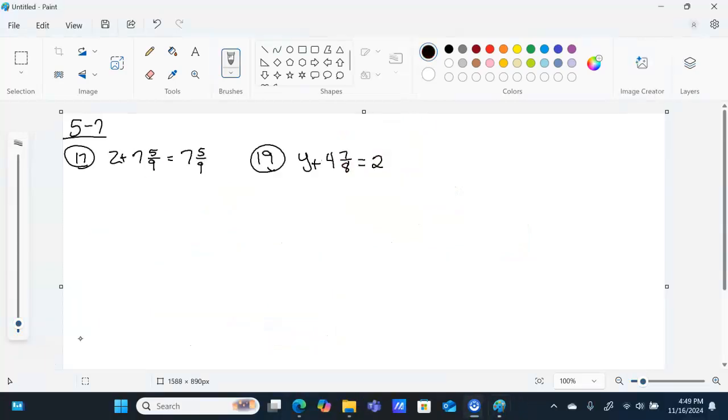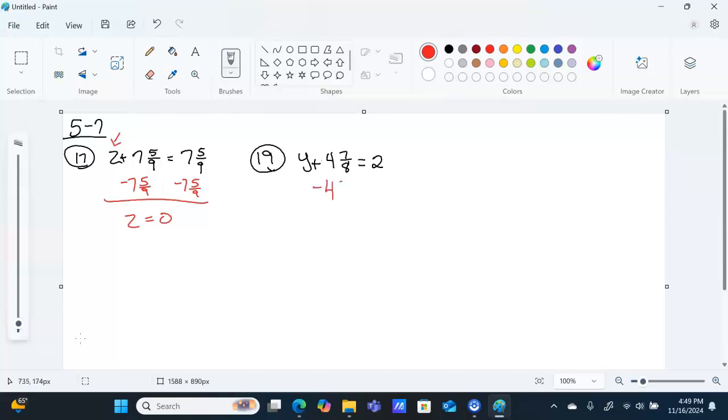Okay, 17 is pretty straightforward. You just subtract 7 5/9 from both sides, and you get Z equals 0. And hopefully you could see that if you take a number and add 7 5/9 to it and get 7 5/9, that number has to be 0.